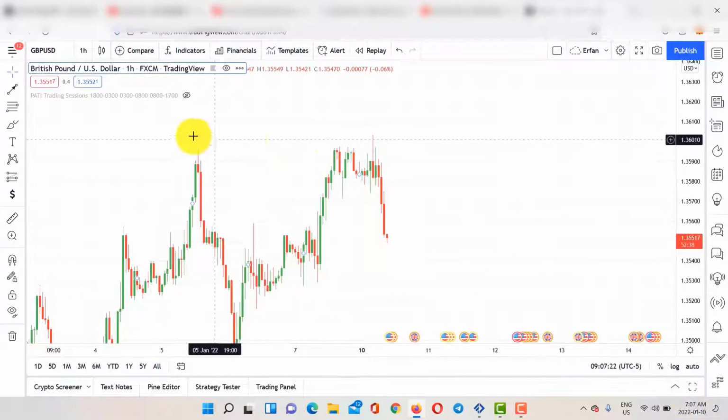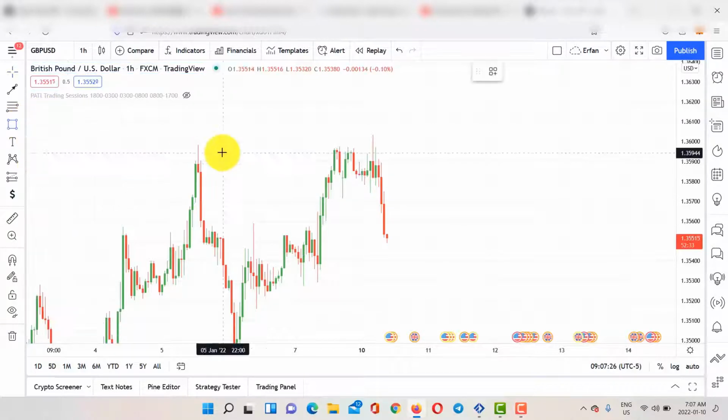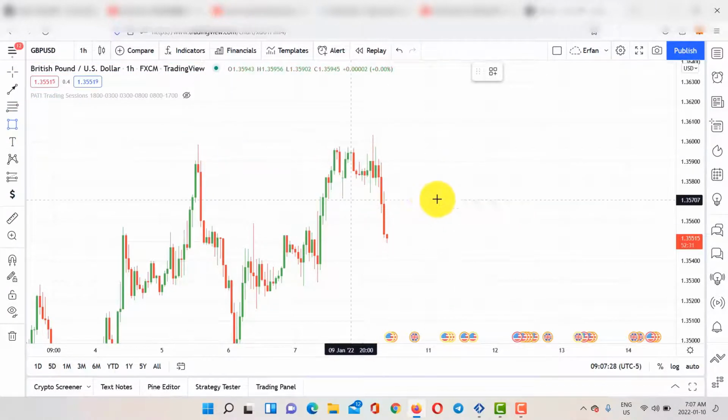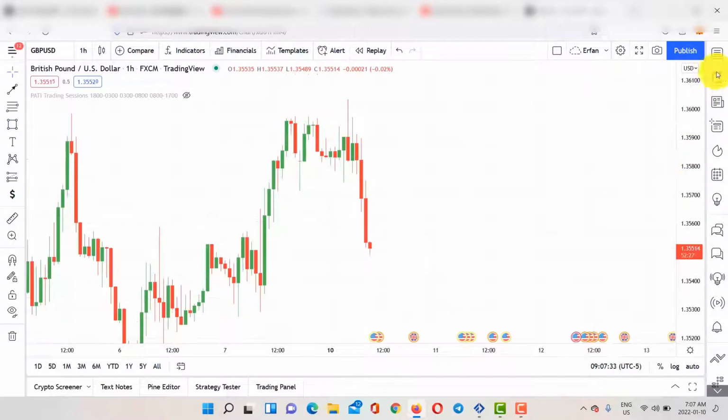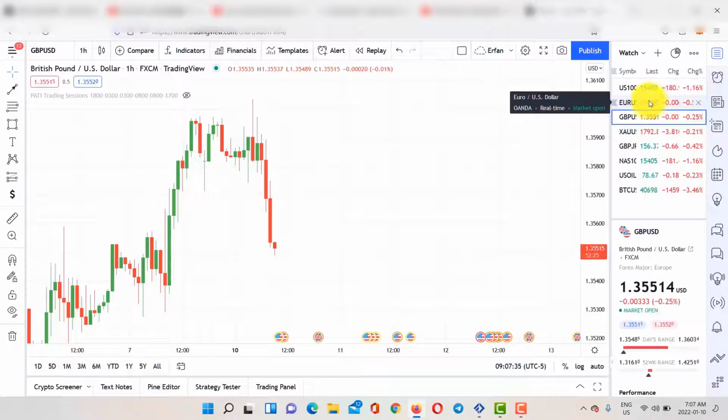Today is January 10th, so banks and institutions are getting back to business. Holidays are over. That's why the market is kind of bearish for today, and then we'll see what happens tomorrow or the next weeks.